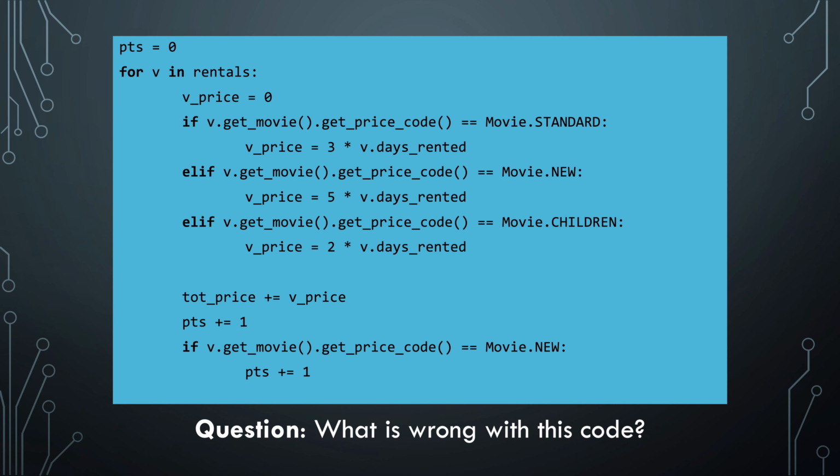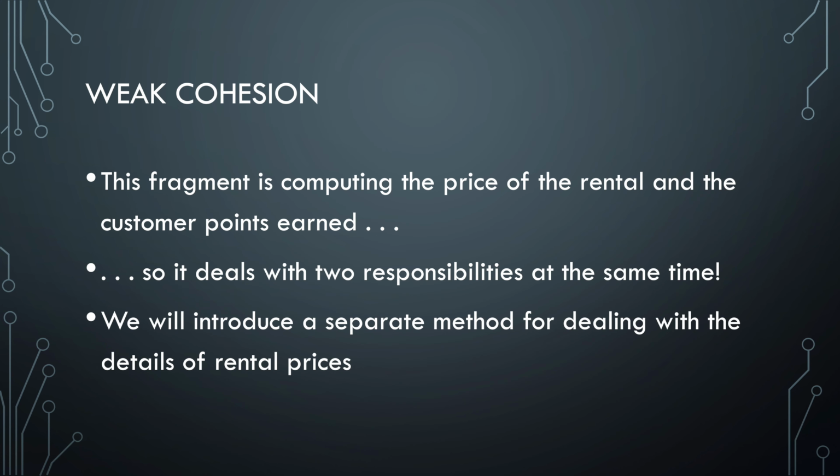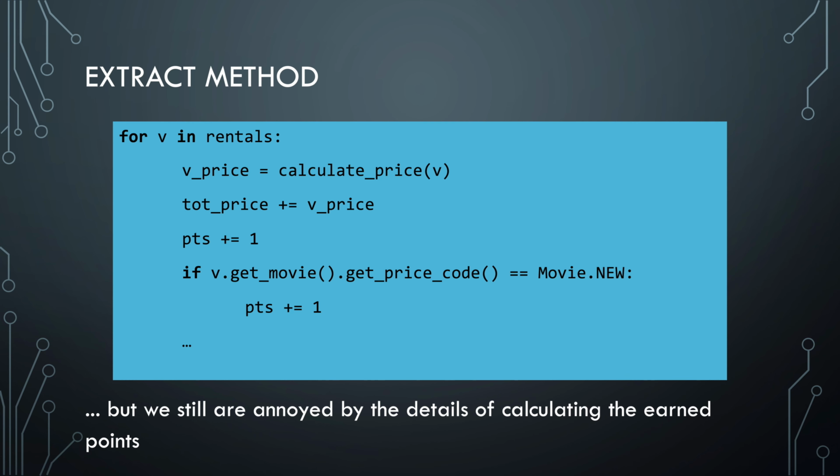Here's the code that computes the total price paid by the customer and the points that the customer has earned. What's the problem here? This fragment of code has two responsibilities: computing the total price and the number of points. This means the code has weak cohesion. It does too many things. To fix this, let's introduce a separate method for dealing with the details of computing the rental prices. And this is what we get. We created a method called calculatePrice that calculates the price for each rental.